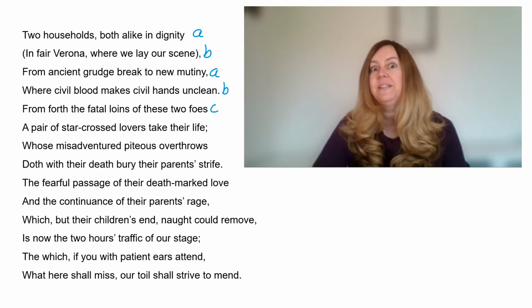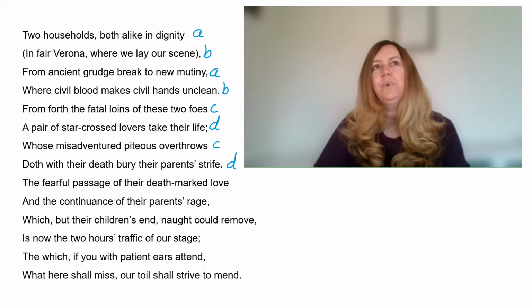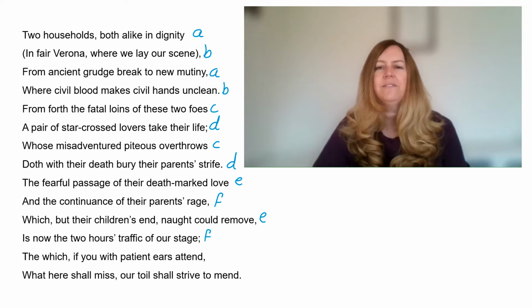Life, this is another new word. It doesn't rhyme with any of the preceding ones. This is going to be D. However, overthrows rhymes with foes, and so this is going to be C again. And then strife rhymes with life, and so this is going to be D. If we look at the next 4 lines, we can see they don't rhyme with anything that has come before them, but there is rhyme within these 4 lines. And so we have E, F, E, and F.